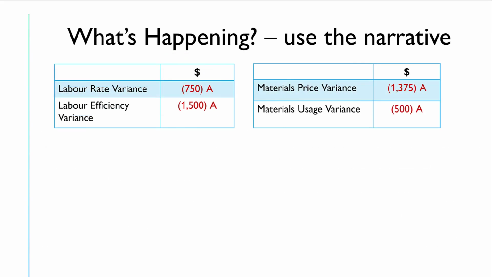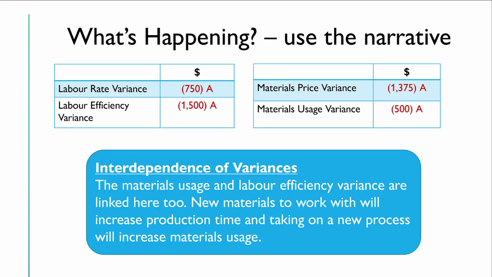You can also look at there's a connection between the two, this interdependence of variances. So here the materials usage and labour efficiency variance are linked. New materials to work with from those new suppliers, slightly different grade, will increase the production time, and taking on a new process will increase material usage. So those are valuable marks to get to.